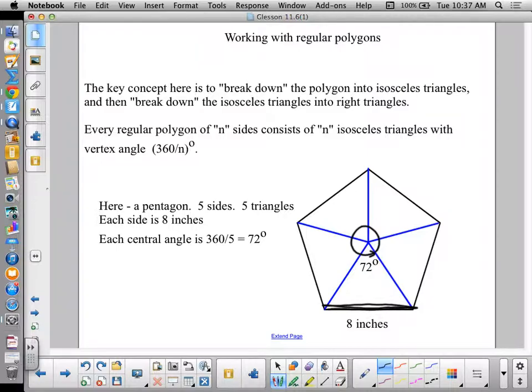So if I so desire, I could know the perimeter very simply. The perimeter is simply 8 inches times 5 sides, which is 40 inches. So if I need to know that perimeter, I can get it.